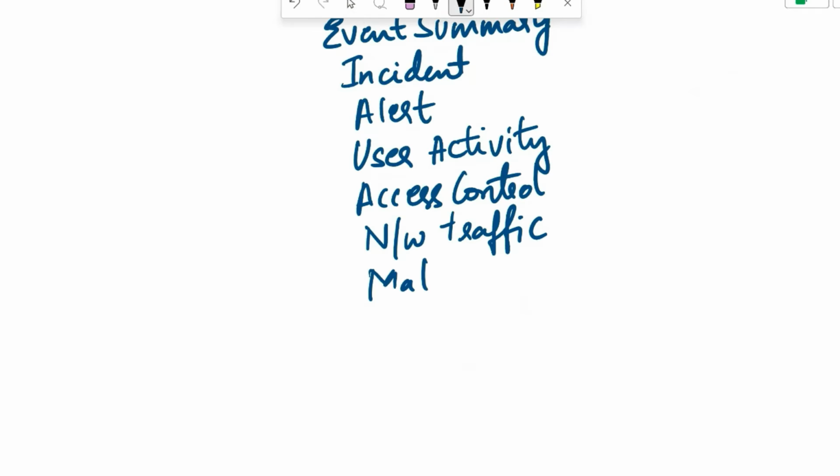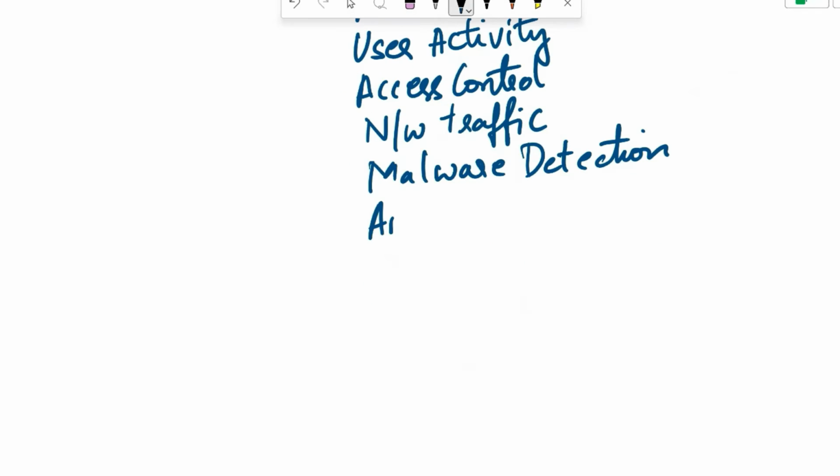Next is malware detection report. This summarizes information about detected malware, including details about the infected systems, the type of malware, and the actions taken to mitigate the threats. Next one is anomaly detection report. This highlights deviations from normal behavior, identifying anomalies that might indicate unauthorized access, data exfiltration, or other abnormal activities.